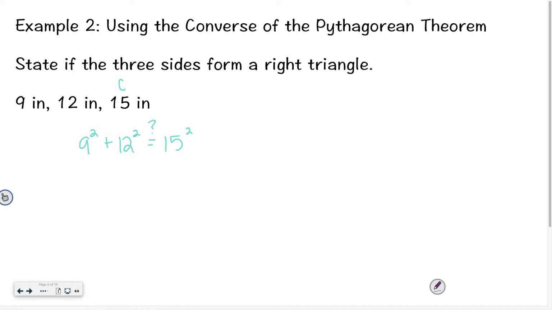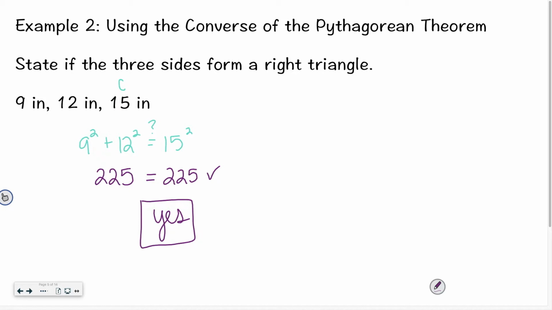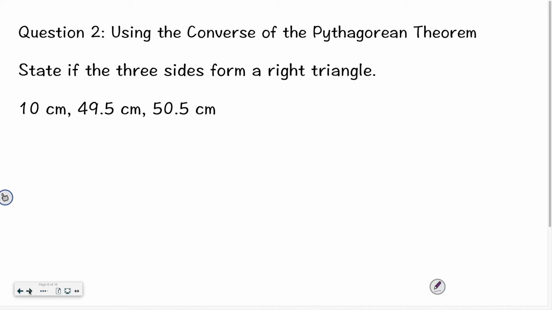So 9 squared plus 12 squared gives me 225. Does that equal 15 squared? 15 squared is 225. So I know that since these two things equal each other, this is a right triangle. So I would say yes, it forms a right triangle. Why don't you try with these three side lengths? Good luck.